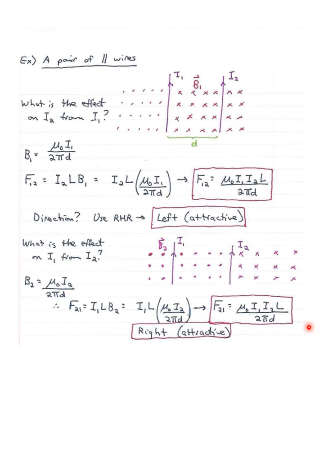Now, another thing you could do is do this with anti-parallel wires, meaning do the same thing but point I2 going downward. You can run through this entire exercise yourself and see that they will actually be repulsive to each other.